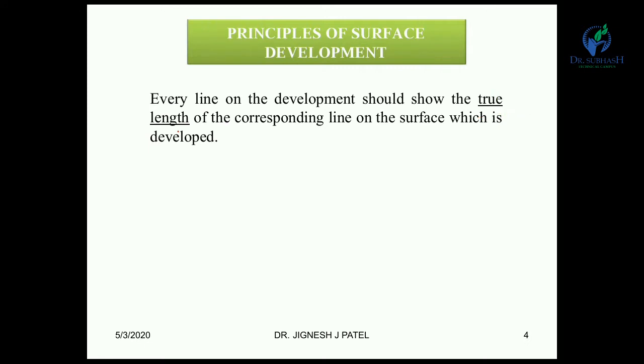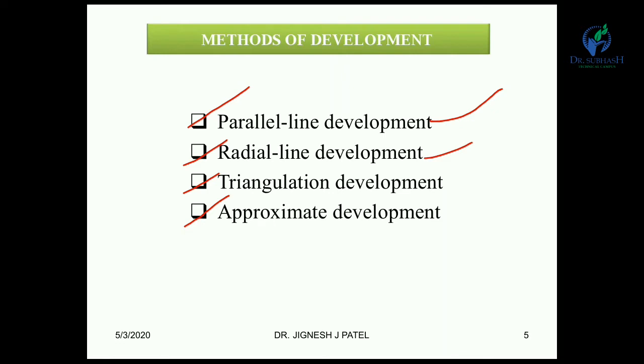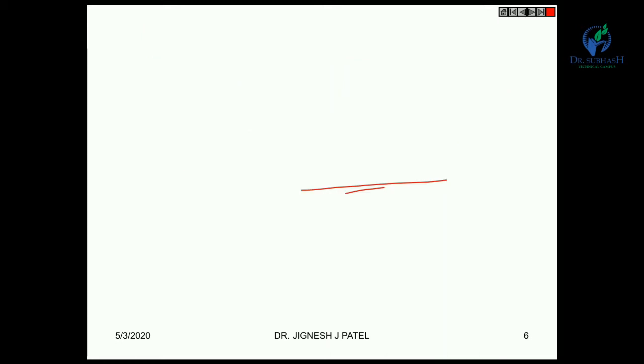Now let us see the different methods of development. There are 4 methods of development: parallel line development, radial line development, triangulation development and approximate development. As per our syllabus, we have to learn these 2 methods: parallel line development and radial line development. Now let us see the development of surfaces of different solids; the lateral surface is the surface excluding top and base.